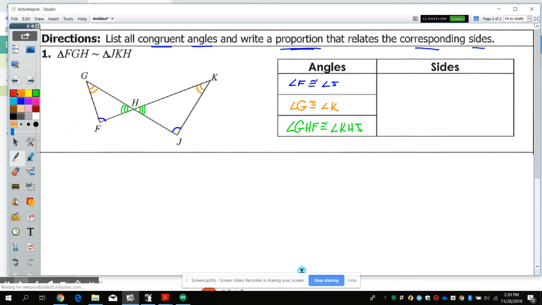All right, now let's go with the sides. We'll go red now. So the first side that we're looking at, I'm going to just look at the first two letters here, FG, right? Here's side FG, and I don't know how steady my hand is here. FG is going to be proportional to JK. Just kidding. No, really. Wow, that's horrible. All right, so FG, I'm going to pair up with JK.